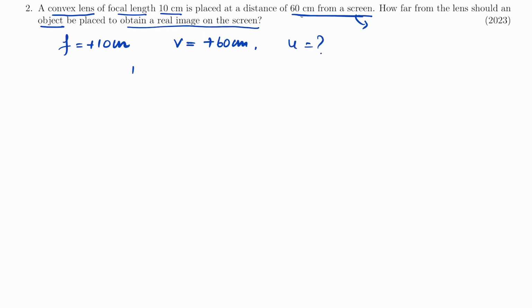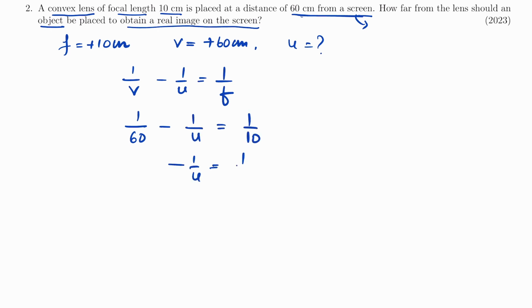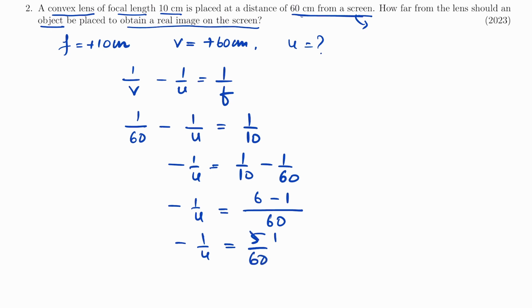So we can use the lens formula. 1 by v minus 1 by u is equal to 1 by f. So 1 by v is 60, minus 1 by u is equal to 1 by 10. Let's shift. So 1 by 10 minus 1 by 60. Take LCM, 60 in this case. 10 6s are 60, so 1 by 10 minus 1 by 60 is equal to 5 by 60. Simplifying it, 5 1s are 5, 5 12s are 60. So you'll get u is equal to minus 12 centimeter. So the object should be placed 12 centimeter from the lens.